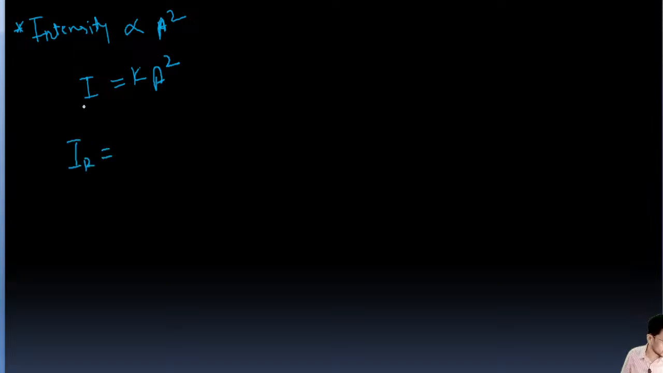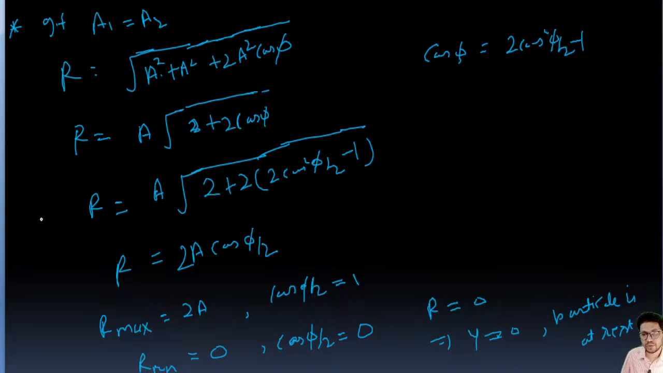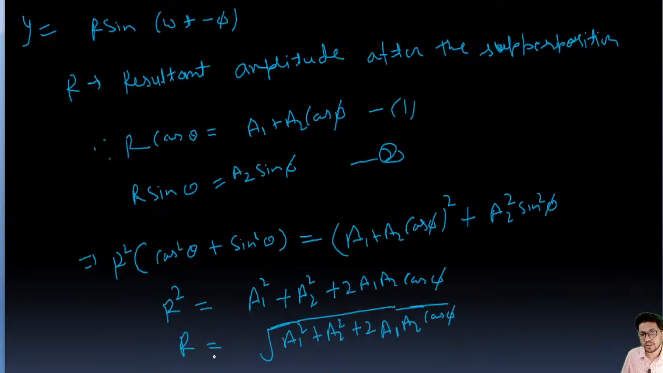Okay, next, intensity we know, right? Intensity is proportional to a square, the amplitude, for two waves having equal amplitude. So intensity is proportional to a square, right? So this means intensity I is going to be k a square, k is any constant, okay? And then I R, because here we know the value of R, this is a1, so this is the value of R, the resultant amplitude, right?